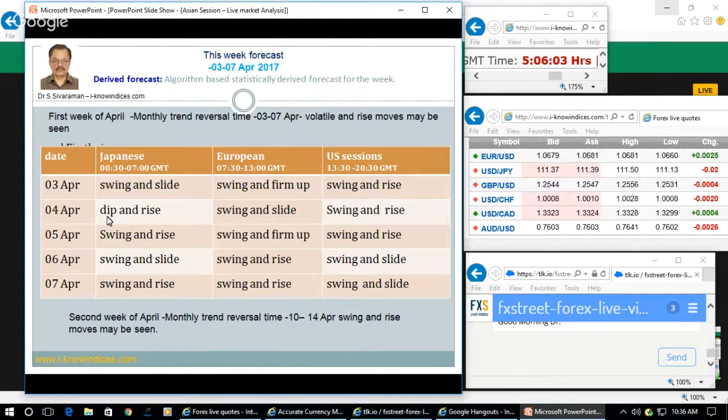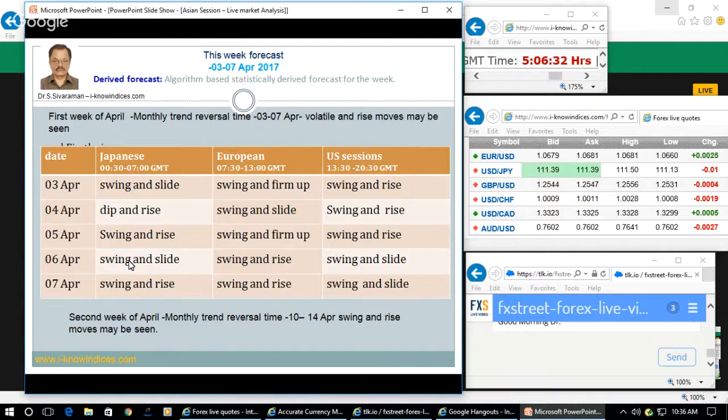Tomorrow, they are expected to make a quick dip and then rise during the Japanese session, and then higher level swing and slide during the European session, and then swing at the lower level and rise during the US session. Then on Wednesday midweek, all along they are expected to gain the levels quickly in the market in order to give that impression to the traders. The market is going to visibly make an upward move.